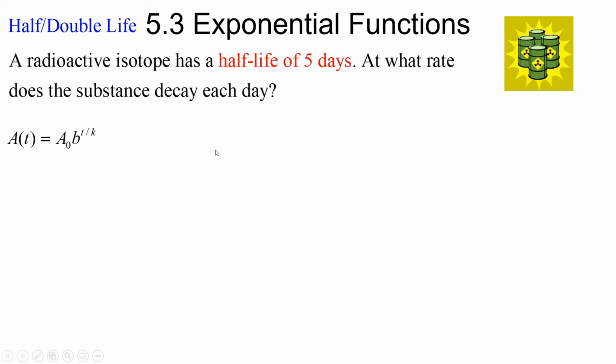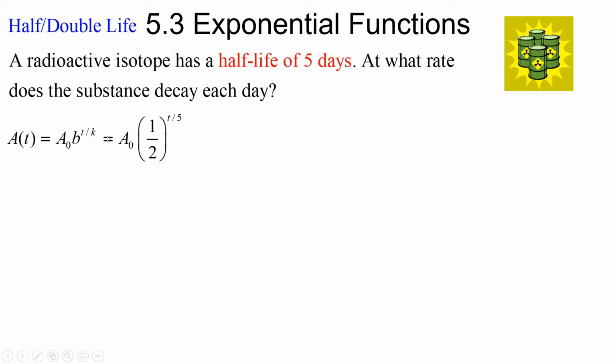Okay, now let's put in what they gave us. They didn't tell us how much radioactive isotope we started with, so that's going to be A sub 0, but we are talking half-life, so b is 1/2. And then to the t over k, which is the amount of time of that half-life, that's 5 days. So there's my formula right there. Great. Now, at what rate does the substance decay every day?